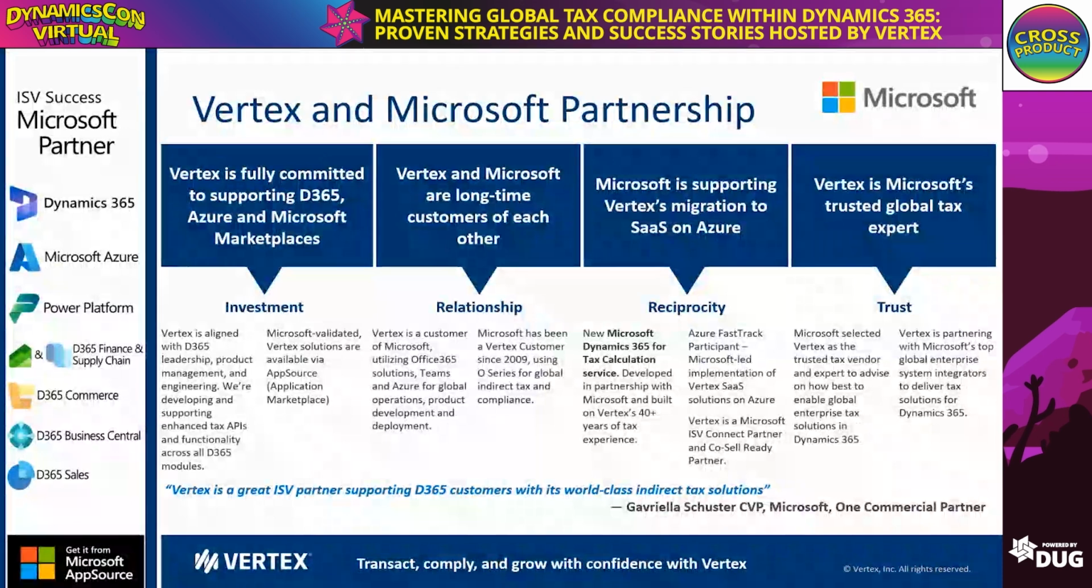And then also we are obviously a Microsoft customer, leveraging Azure as well as many other Microsoft products, and Microsoft themselves are a Vertex O Series customer, so they're leveraging all the same content, the same solution that we're talking about today to automate all of their indirect tax needs.